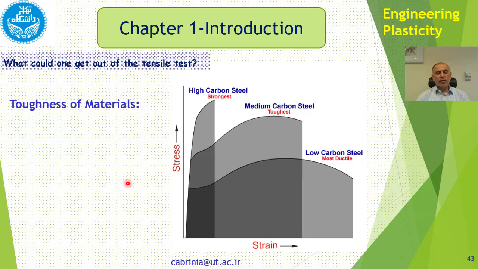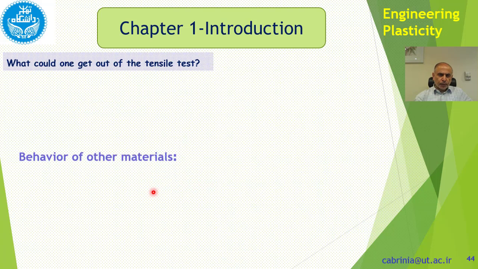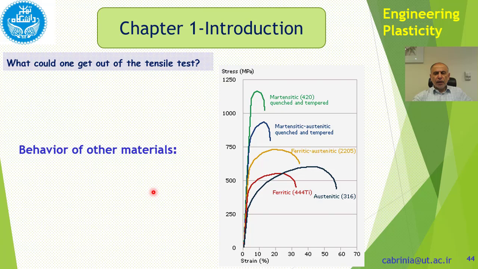All of the properties we can get from the tensile test are yield strength, modulus of elasticity, ultimate tensile strength, percentage elongation, percentage reduction of area, toughness, fracture strength, and ductility. All of these have very special meanings, and you should understand very deeply what they mean. Then let's have a look at some materials and their behavior.